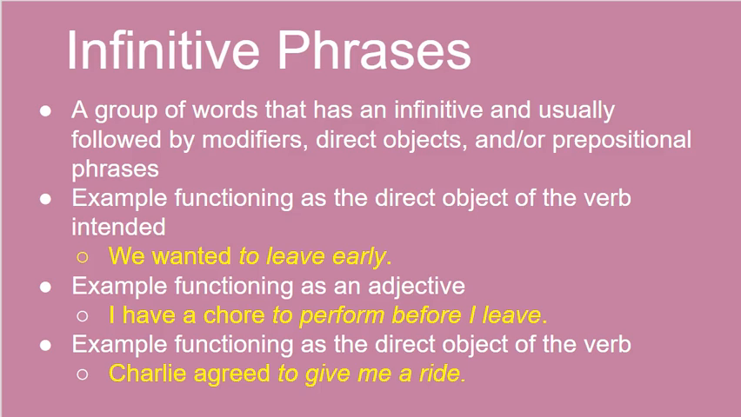Let's consider an infinitive phrase. An infinitive phrase is a word that has an infinitive, and it's usually followed by modifiers, direct objects, and/or prepositional phrases. So here, let's look at an example where the infinitive phrase is functioning as the direct object of the verb. We wanted to leave early. To leave early is the infinitive phrase, and it's functioning as the direct object of that verb that's there.